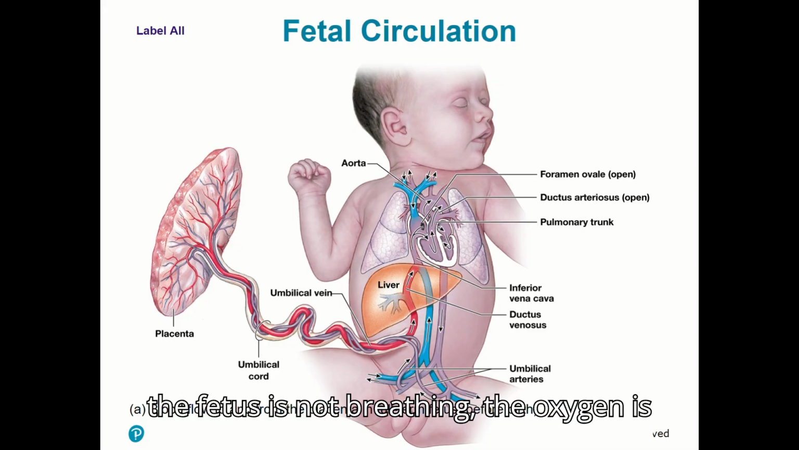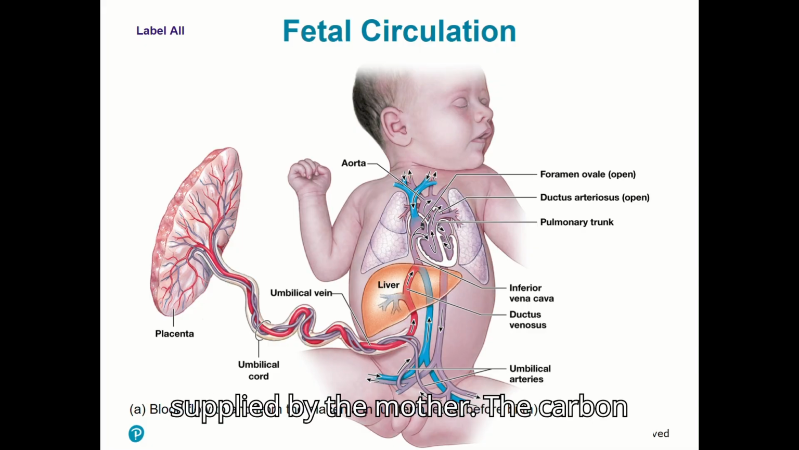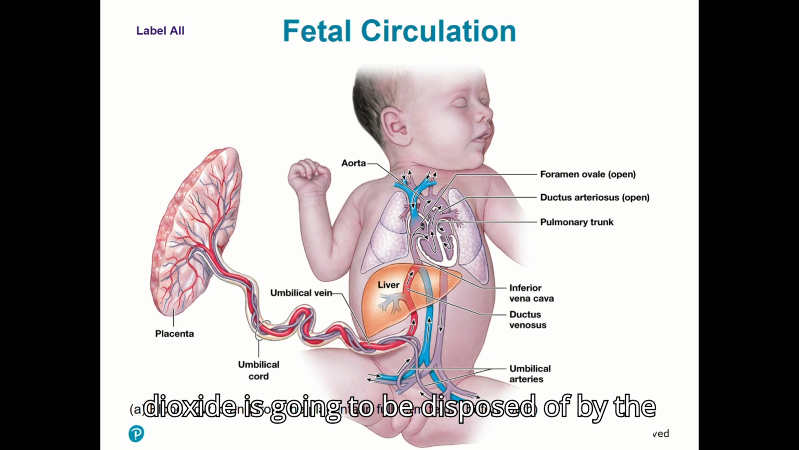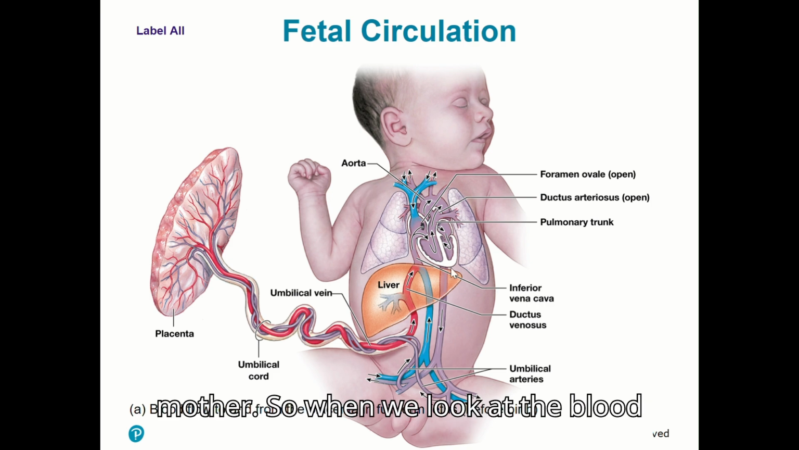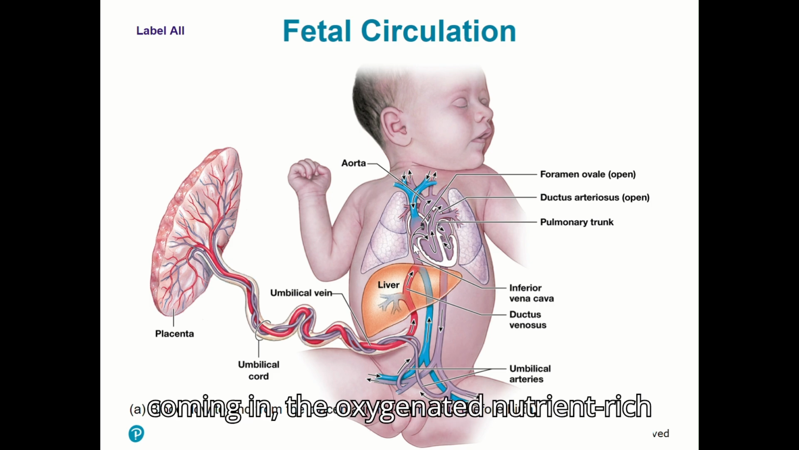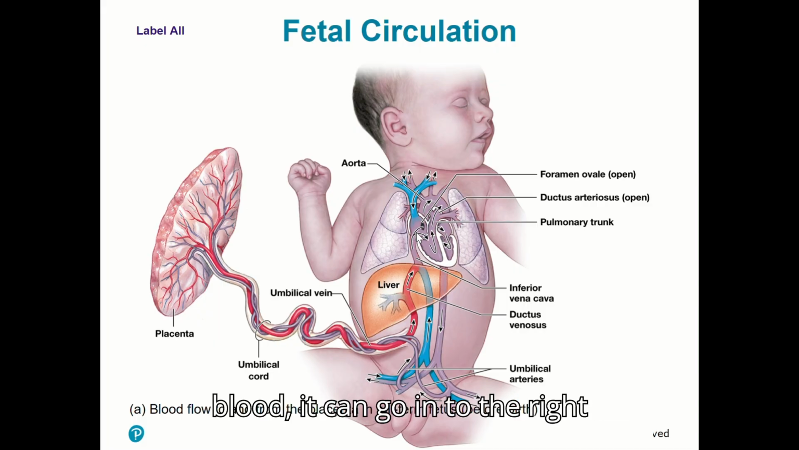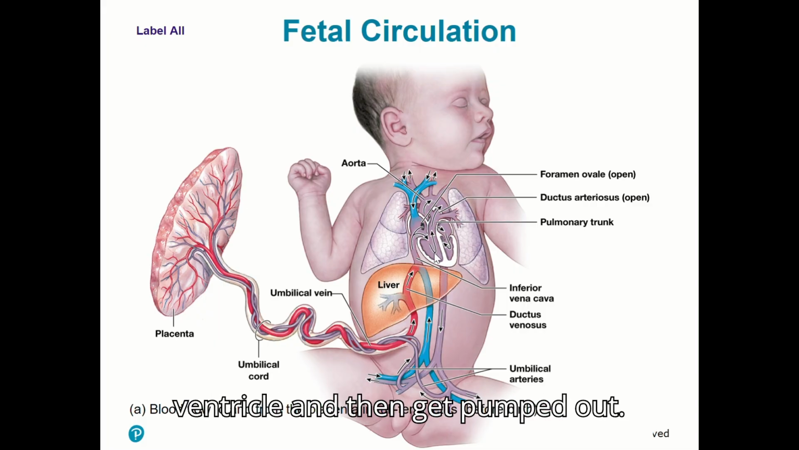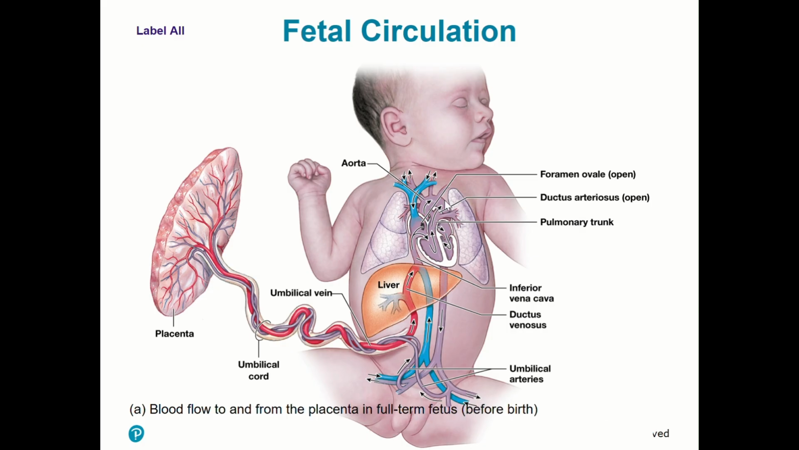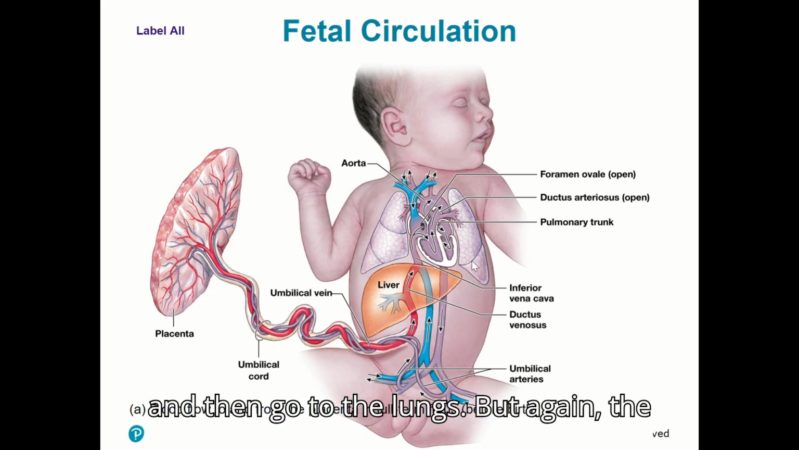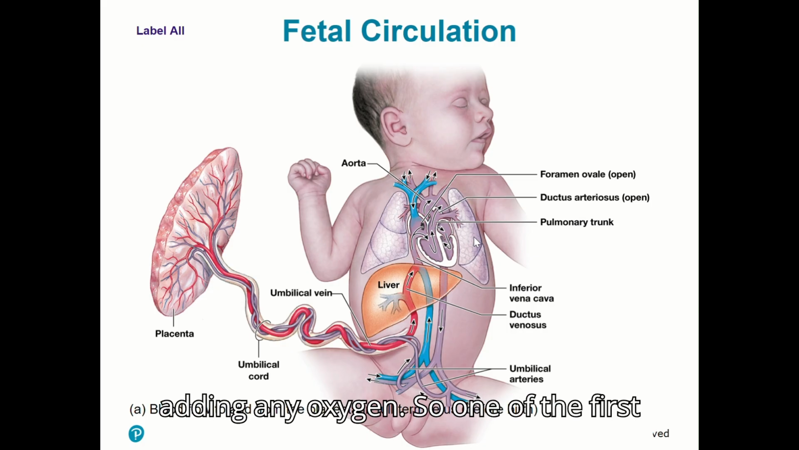So because the fetus is not breathing, the oxygen is supplied by the mother. The carbon dioxide is going to be disposed of by the mother. So when we look at the blood coming in, the oxygenated, nutrient-rich blood, it can go into the right ventricle and then get pumped out and go to the lungs. But again, the lungs aren't doing anything. They're not adding any oxygen.